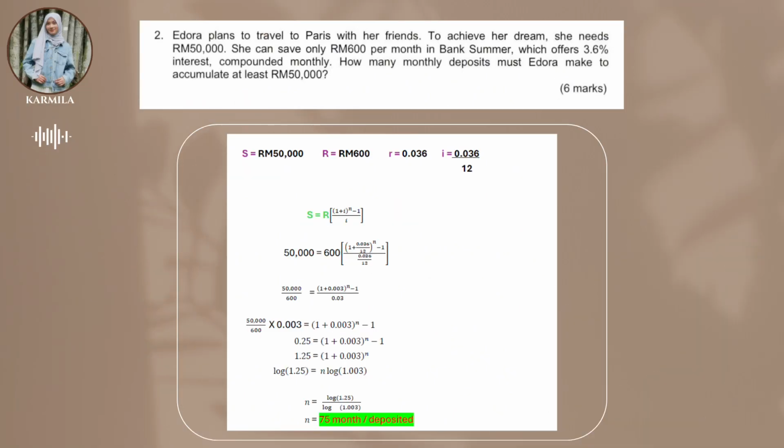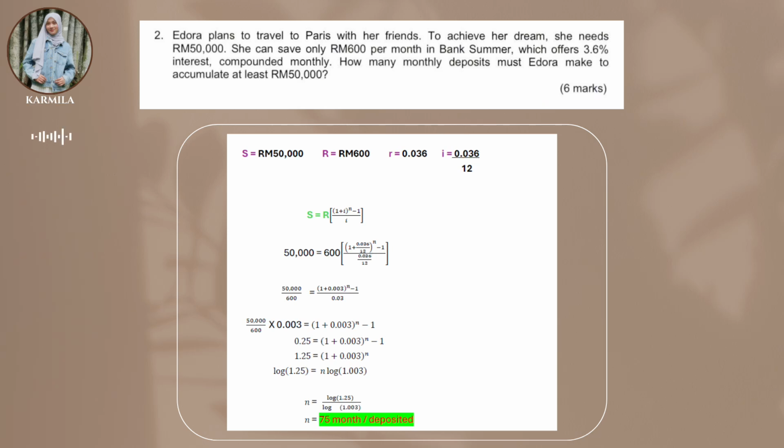First, I identify the values needed for the future value formula: the amount Idora wants, the monthly deposit, and the monthly interest rate. Then I use the future value of annuity formula, which is S equals R times open bracket 1 plus I power n minus 1 over I close bracket. After substituting the values into the formula, I simplify the equation by dividing both sides by the monthly deposit, then multiplying by the interest rate. This allows me to isolate the expression 1 plus I to the power of n.